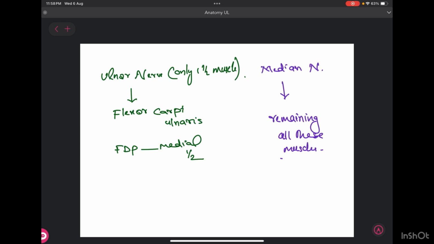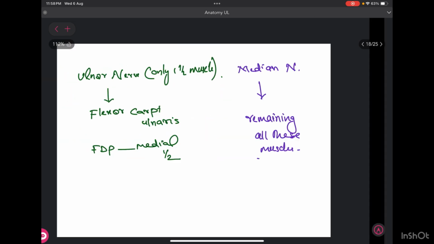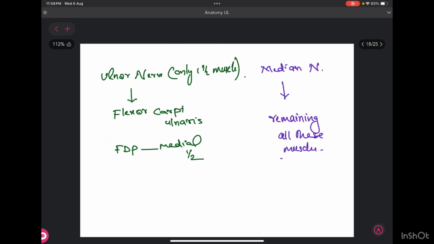So I hope all of you understand this topic. Next is the posterior compartment. We'll discuss it in the next video.